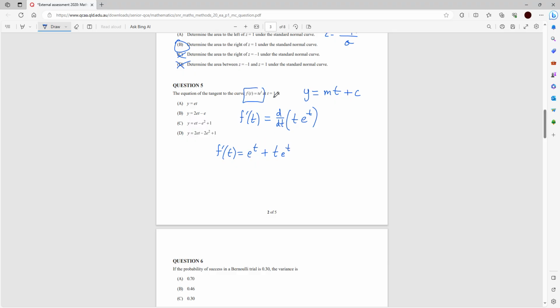Now we need to find the gradient at a point, so sub in t equals 1. So f dash of 1 will give you your gradient at 1, so plus 1 e to the 1. So what we're going to get is e plus e, so we're going to have 2e as our gradient, which is a bit of a weird number, but it's something you have to be comfortable with, because not all the numbers will be pretty. You'll have pi's, e's, you could have any other stuff in there. So our m in this case here is 2e.